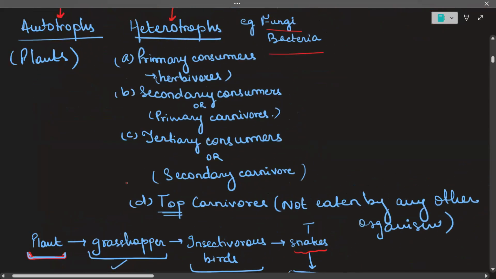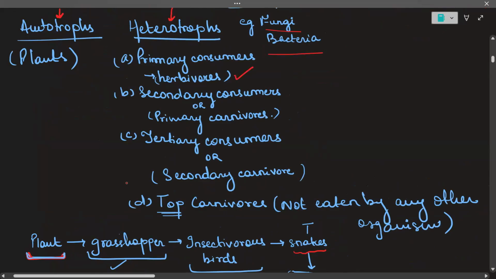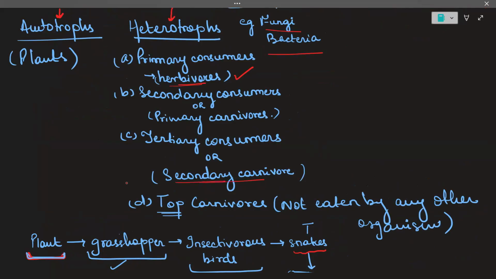See, the primary consumers are the herbivores. The secondary consumers are the primary carnivores that will be directly eating the herbivores. Then tertiary consumers are the secondary carnivores, which will be eating the primary carnivores. And then the top carnivores are those organisms that are not eaten by any other organism. They may hunt, but no one hunts them. Like the lion, no one hunts the lion.